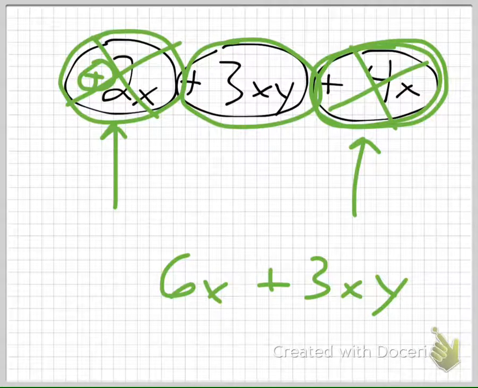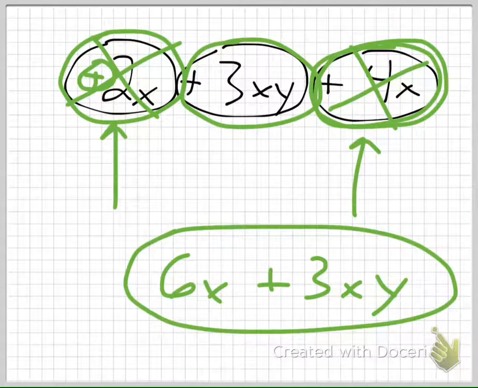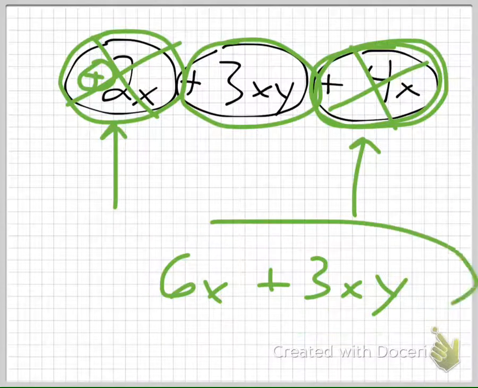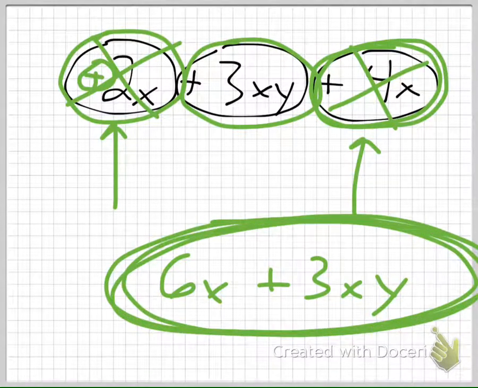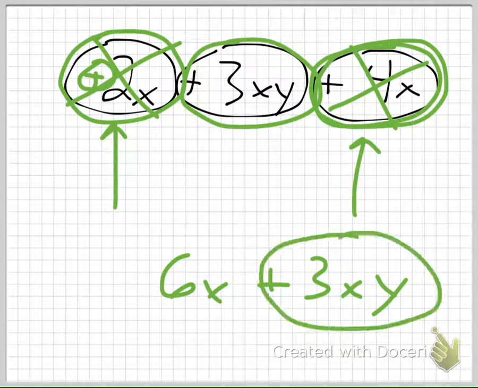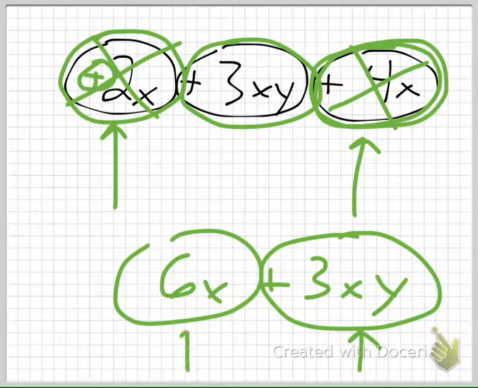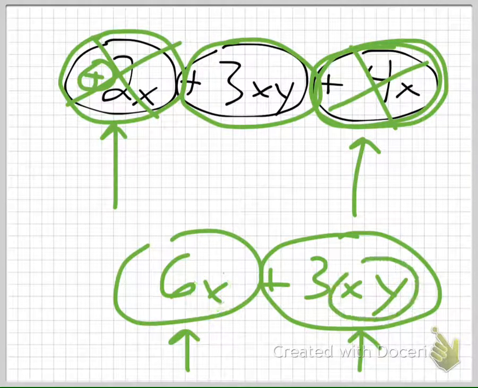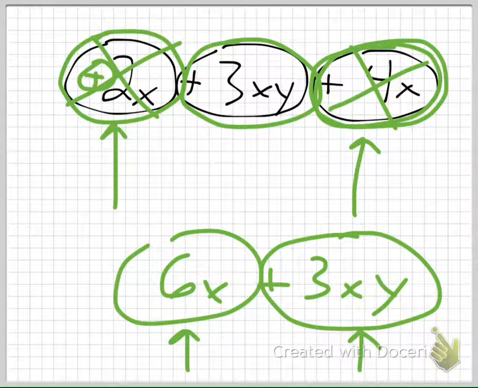I cannot add or subtract the terms together unless they are alike. Can I combine these two right here? Of course not, because this term and this term are not identical. This is just an x, and this has an x and a y. They're not identical. You cannot combine them. Does that make sense?